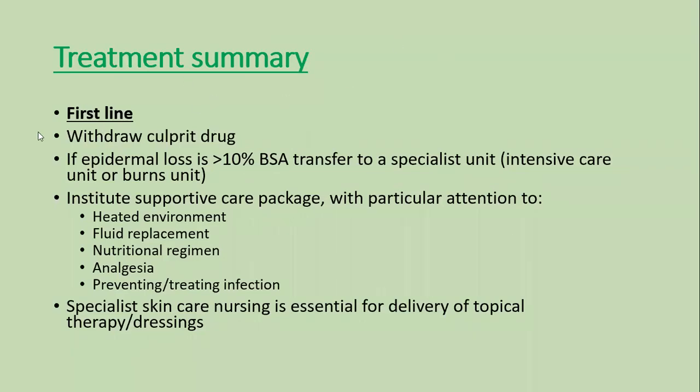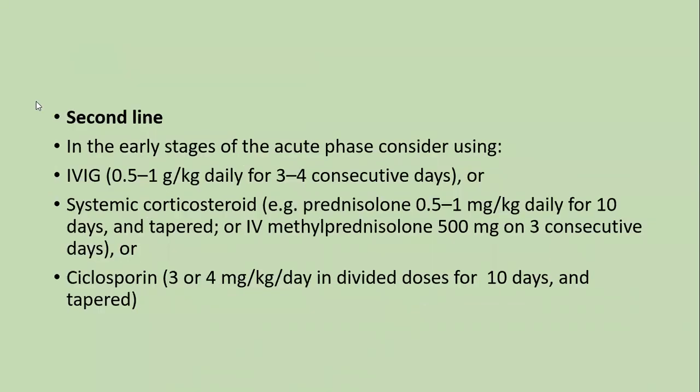So the treatment summary is withdrawal of the culprit drug, then nurse the patient in a specialized unit, and institute a supportive care package, which includes a heated environment, barrier nursing, fluid replacement, nutritional regime, analgesia, and preventing infection. Then specialized topical therapy or dressing. Second line: intravenous immunoglobulin, systemic corticosteroids and cyclosporin.